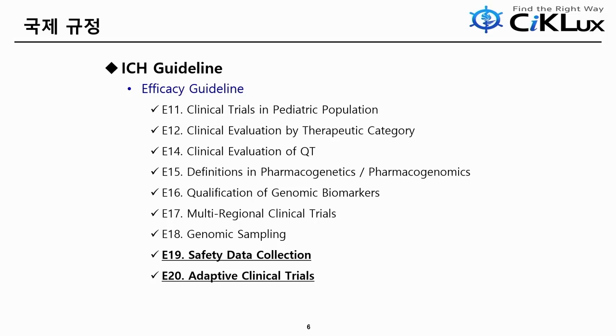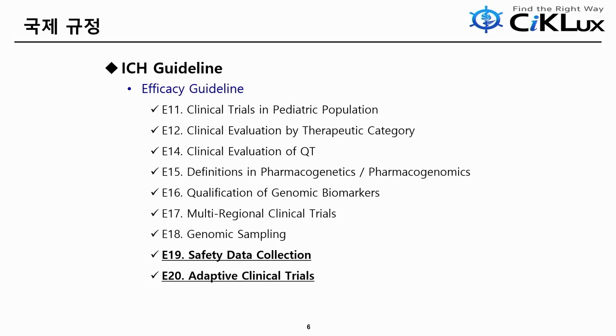E20 and E19 were recently introduced, and E21 is under development. Do you know what E21 is about? Usually, the audience will not answer. So E21 has only the title so far, and it's about pregnancy and feeding. So the clinical trials on pregnant and breastfeeding women.